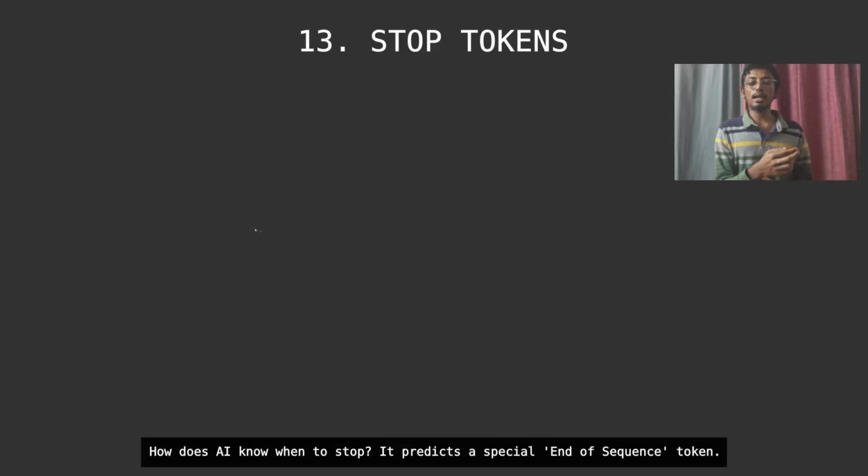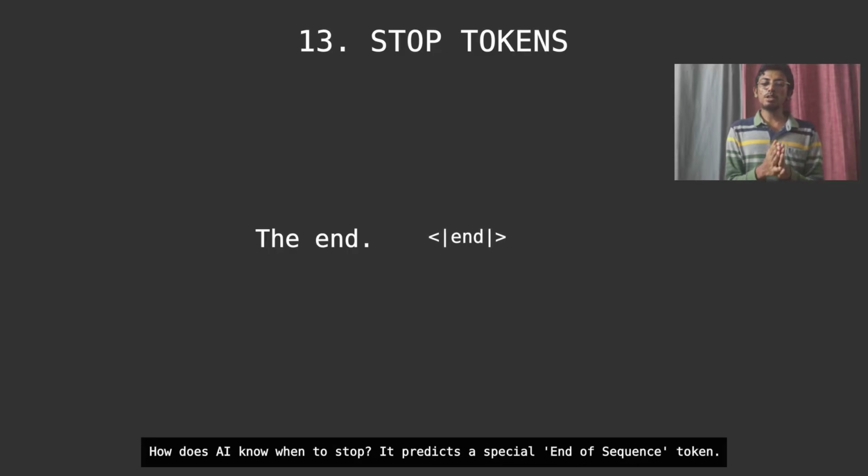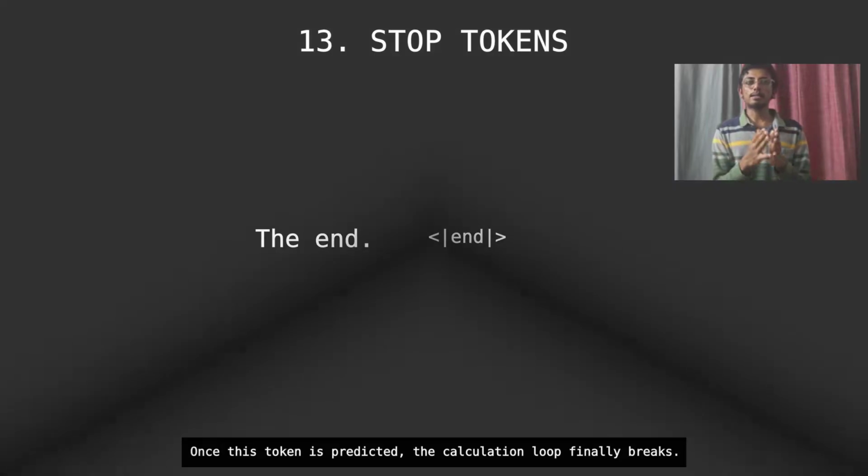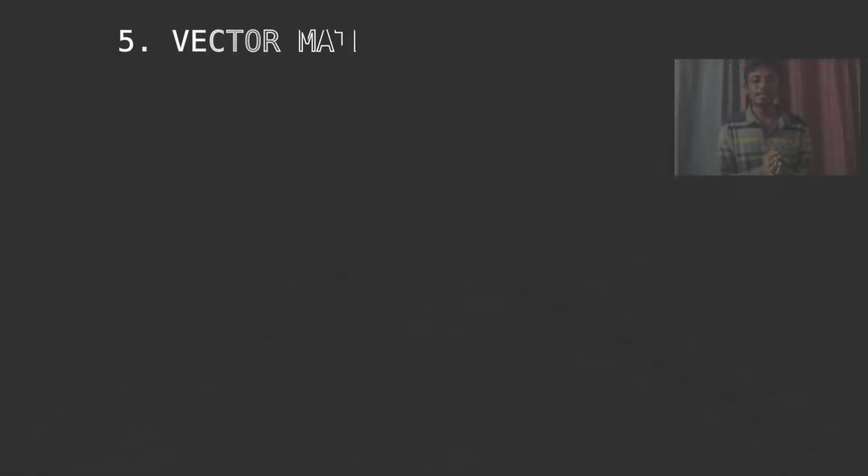If AI is writing a story, it picks the word "suddenly", then the next word probability completely shifts toward action words. This loop continues until AI predicts a special stop token, which tells the system, hey, the pattern is complete, please stop. Now let's get into vector spaces.